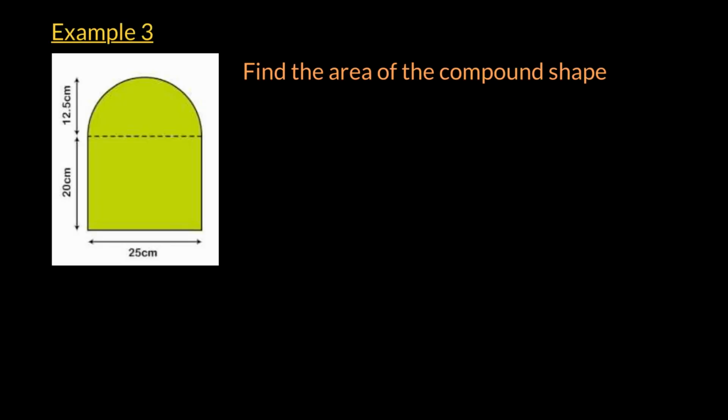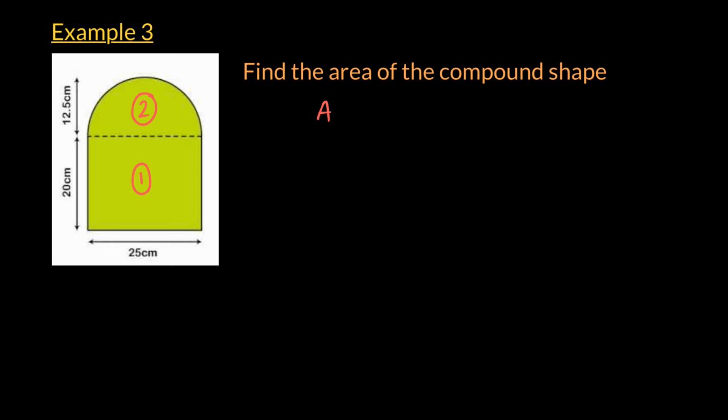The third and final example asks us to find the area of this compound shape. So we're going to do a full lesson on this next week, but a compound shape is just 2 or more shapes that are stuck together. And to find the area of a compound shape, you find the areas of all the individual parts and then add it together. In this compound shape, we have a rectangle that I'm going to call area 1 and a semicircle that I'm going to call area 2.